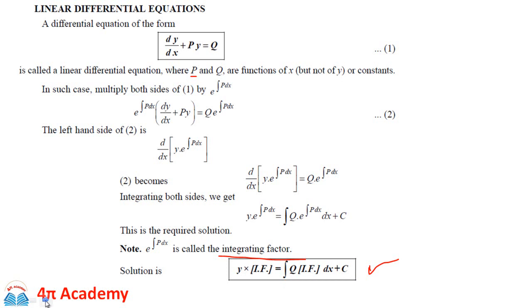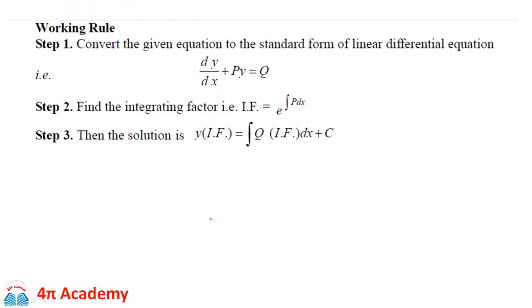Let us look at one example, then you will have a clear idea. So the working rule is, first convert the given equation to the standard form of a linear differential equation, which is dy by dx plus py is equal to q. Then you have to find the integrating factor, that is e raised to power integration of p dx, and then you have to write the solution. So you have to remember the form of the solution, and the form of the solution is y multiplied by integrating factor is equal to integration of q into integrating factor dx plus c.